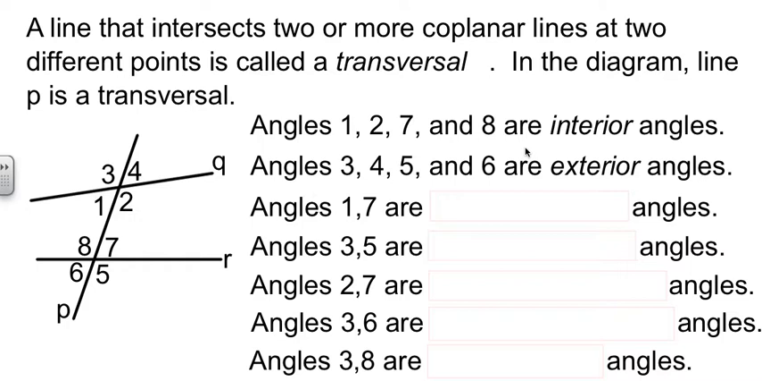Now, once we get the idea of interior and exterior figured out, which I think you've already got, because you're smart people, we can subdivide those things. Angle 1 and angle 7, they're both interior angles, and they're on opposite sides of our transversal. Angle 1 is on the left, angle 7 is on the right. When you're in that condition, opposite sides of the transversal and both on the inside, they call that alternate interior angles. They alternate sides of the transversal, and they're between the two lines.